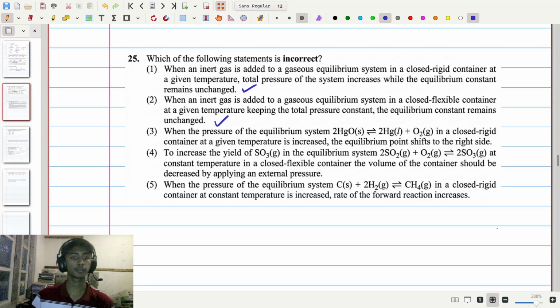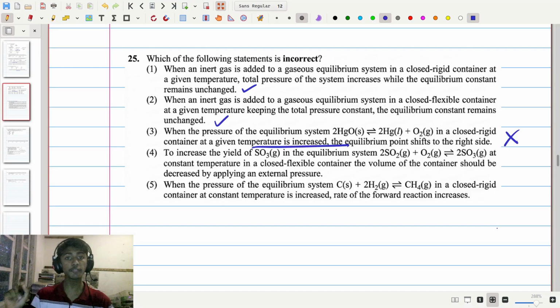Now moving on to statement 3, it says, when the pressure of equilibrium system of 2 mercury oxide solid in equilibrium with 2 mercury liquid plus O2 gas in a closed rigid container at a given temperature is increased, the equilibrium point shifts to the right hand side. Now this statement is actually an incorrect statement and is therefore the correct answer.